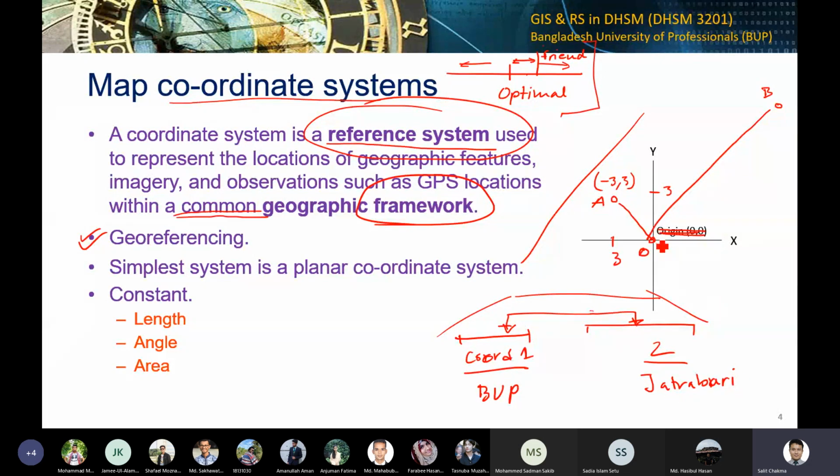Now, in the data, all it has is the location -3 and 3. So instead of going to Mirpur 12, when he inputs this -3 and 3 into the system of Jatrabari, or into the system where Jatrabari is the origin point, he takes a negative turn on the x-axis to the degree of 3, and a positive turn on the y-axis to the degree of 3, thus reaching the point -3 and 3, which is not really Mirpur 12, because the origin point has moved from BUP to Jatrabari.